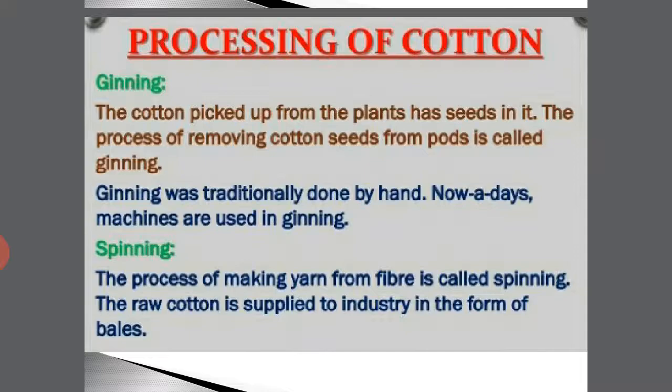The next step is spinning. The process of making yarn from fiber is called spinning. The raw cotton is supplied to industry in the form of bales. Then it is spun and converted into yarn. Let's study further.